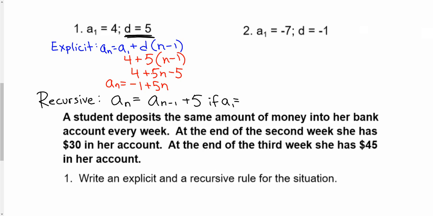Do you know how to find the first term in a list? Use your explicit rule. Just plug in 1. 5 times 1 is 5, and then you just take away 1 from it, which gives 4. So there's a reason why we have the explicit rule. The explicit rule will tell you the first term every single time if you just plug in 1. So that's our recursive rule.